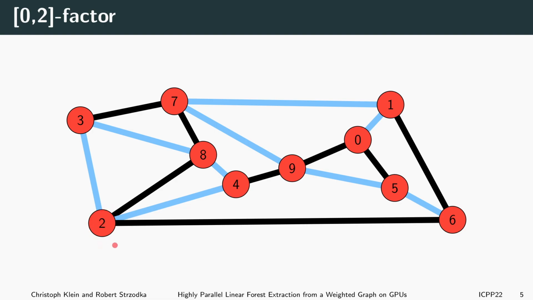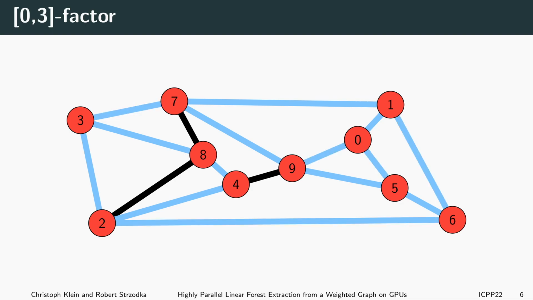So for example here, vertex 2 has 2 edges, but vertex 6 only 1, because it cannot have more: vertex 1 already has 2, vertex 2 also already has 2 edges, so these cannot be part of this 0-2 factor. We can continue here and add more edges, and from this we can create a 0-3 factor, which for example is this one, or a 0-4 factor, which finally now includes all edges of this small example graph.